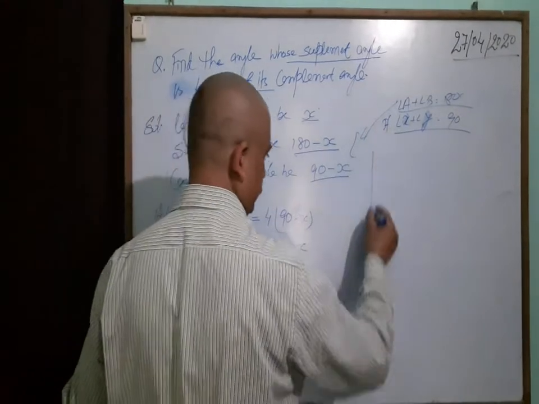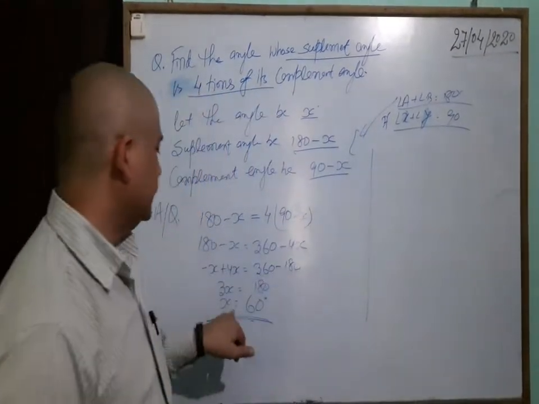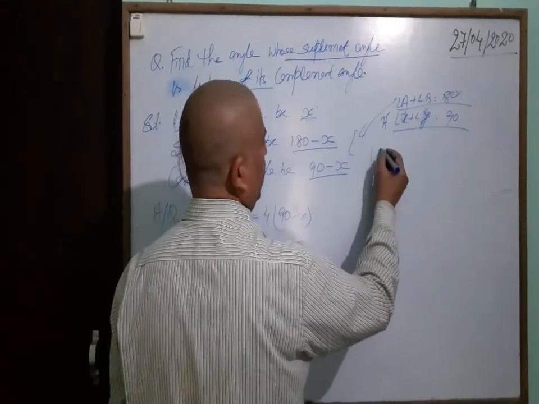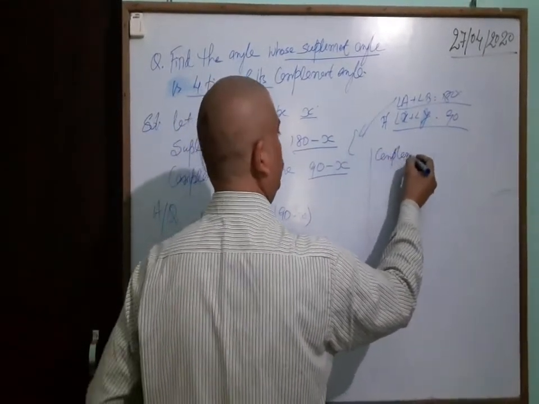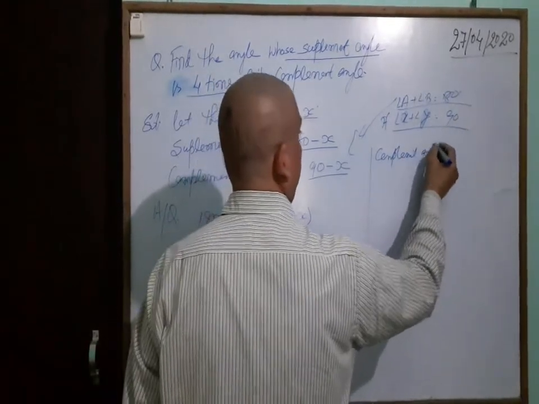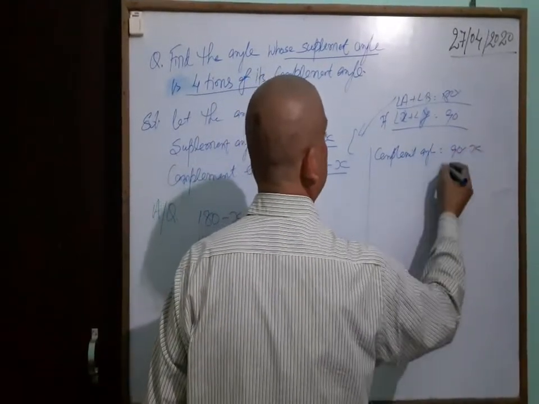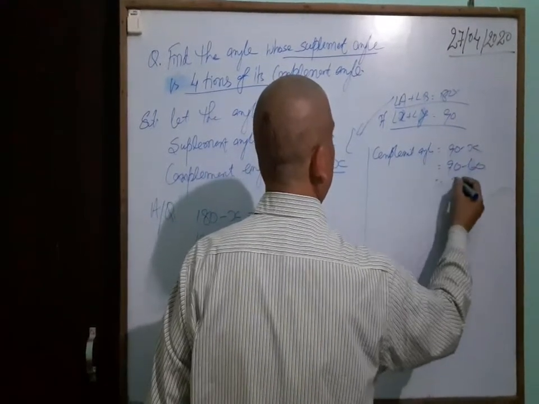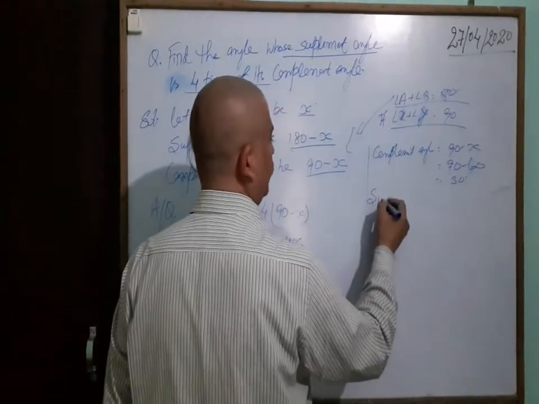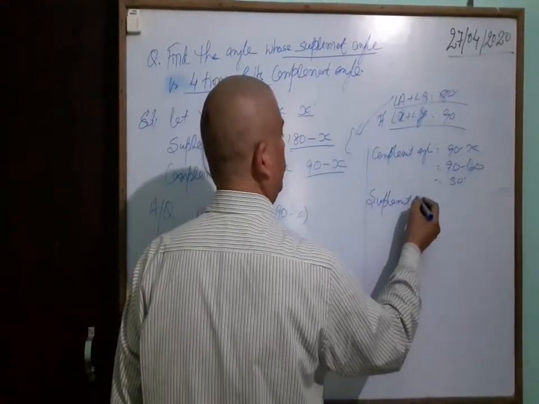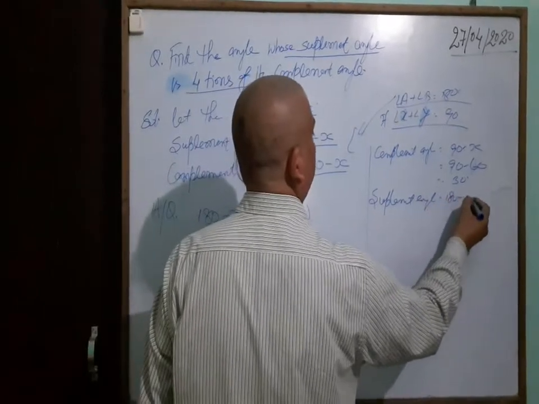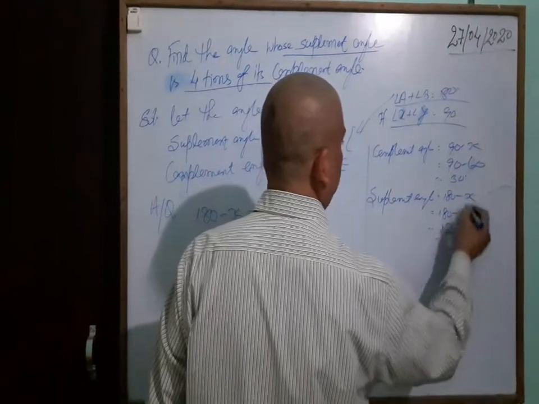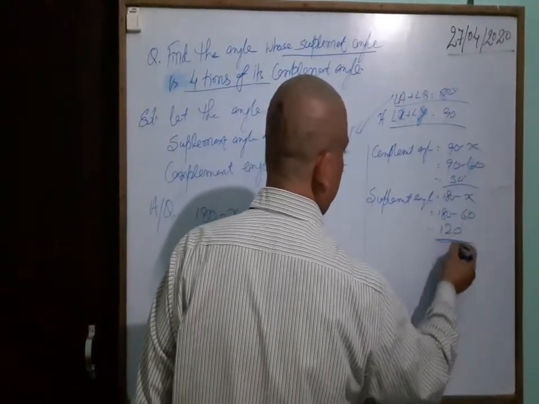The angle is 60 degrees, so its complement angle equals 90 minus x, which is 90 minus 60, equal to 30 degrees. Its supplement angle is 180 minus x, which is 180 minus 60, equal to 120 degrees. So the relation is 4 times. So your answer is correct.